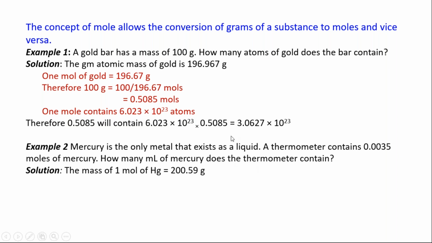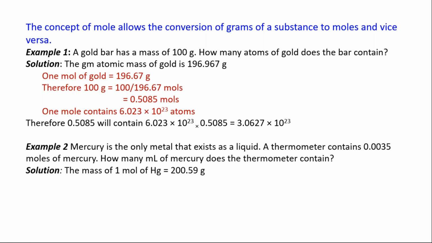A second example, which is the opposite of this. Mercury is the only metal that exists as a liquid. A thermometer contains 0.0035 moles of mercury. So how many milliliters of that is it? It is just using the formula. When you see questions like this, you should not think, oh, you have not taught us how to convert milliliters to that. You have to use all the formulas that you know, starting from density to Avogadro's number to mole to find this out.